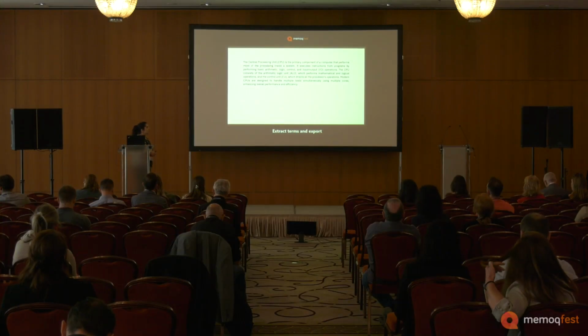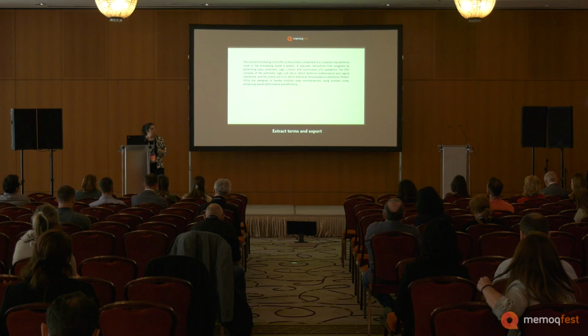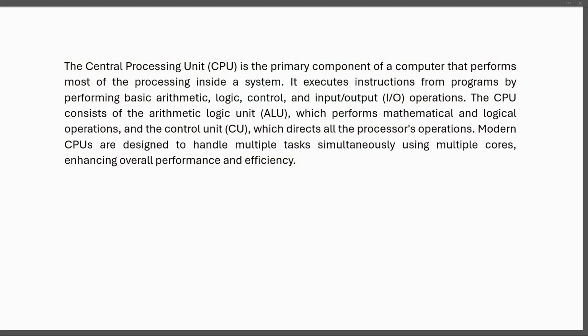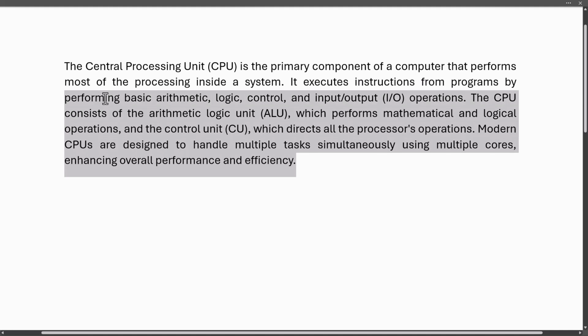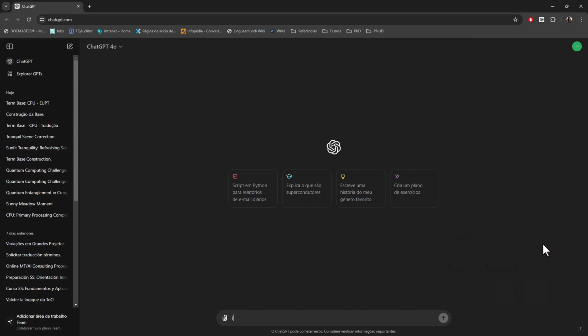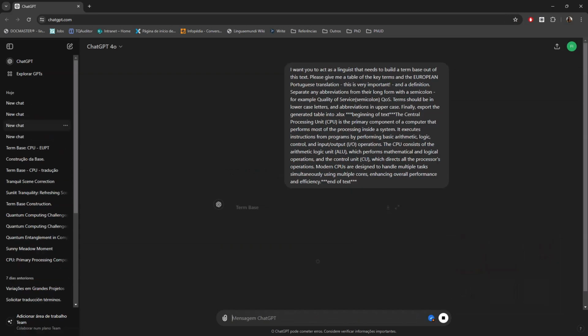Then we started, next step was, okay, now there are these multimodal options, how can we use this to our advantage? Term extraction was the first thing we tried. We have this text, and we asked it to do the term extraction for us, but not only do the term extraction, also export it to an Excel format that memoQ will recognize. And you will see the results.